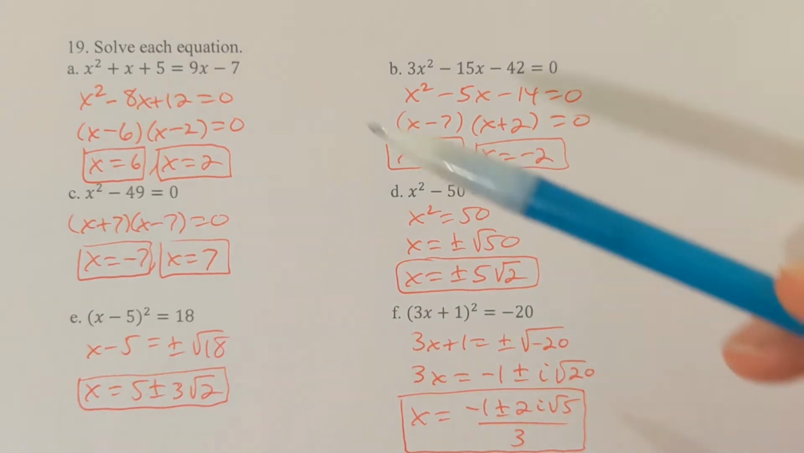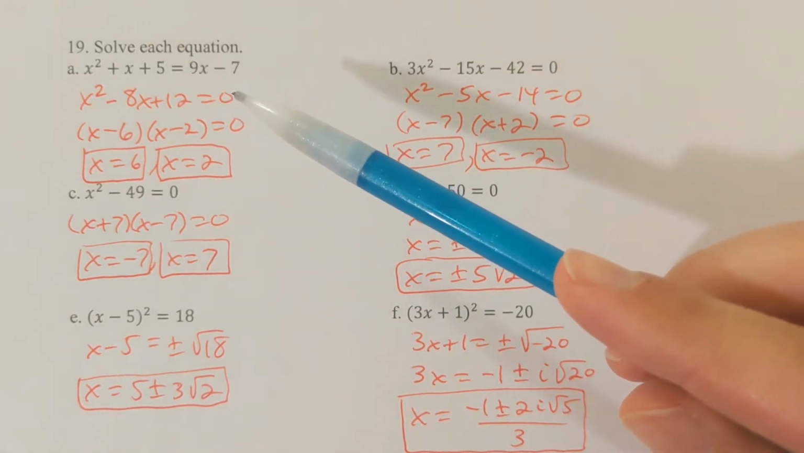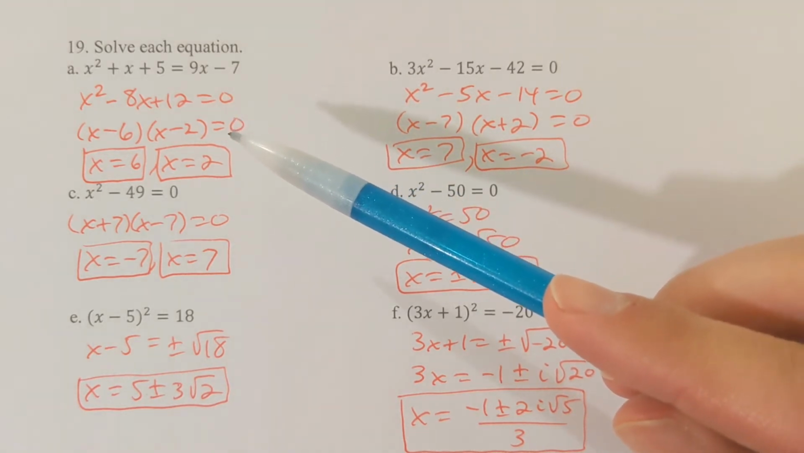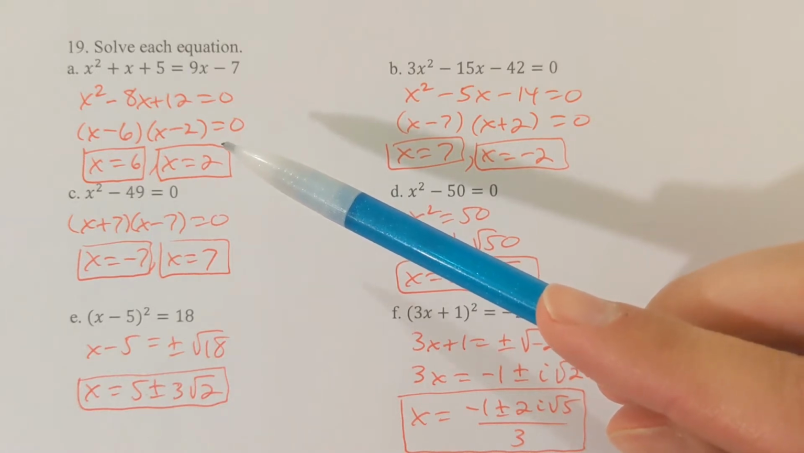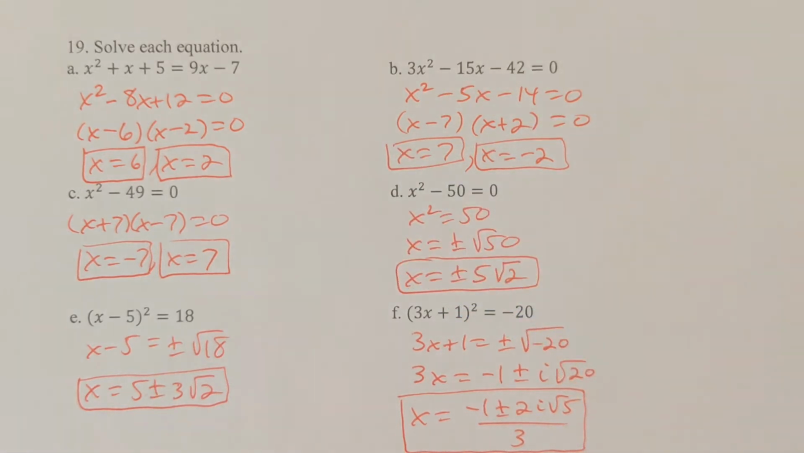If I get everything onto the left, x squared minus 8x plus 12 equals 0. And that's going to factor nicely for me as x minus 6 times x minus 2. x is equal to 6 or x is equal to 2 would be the two answers.